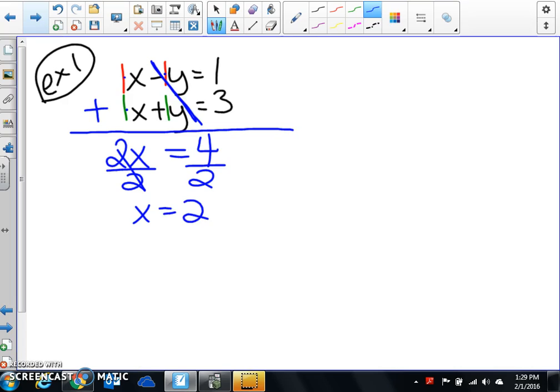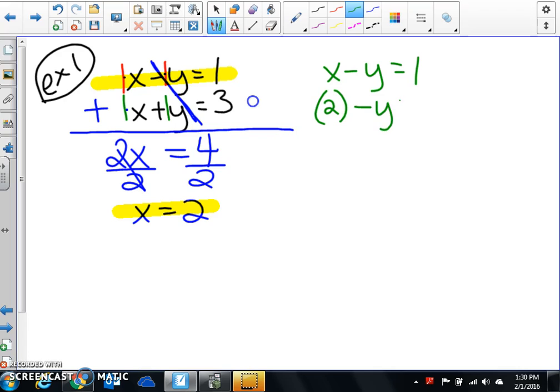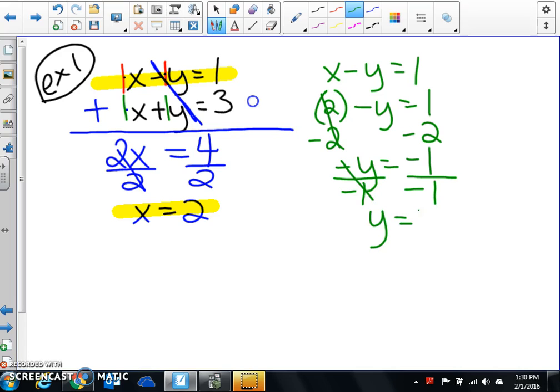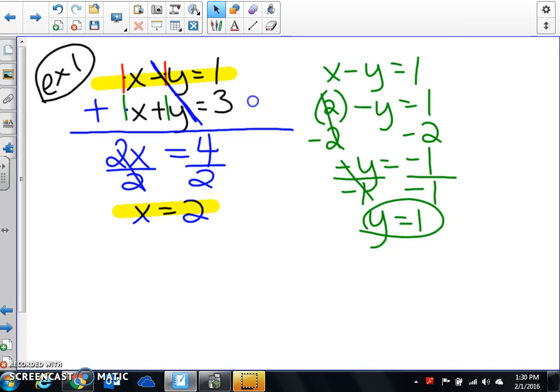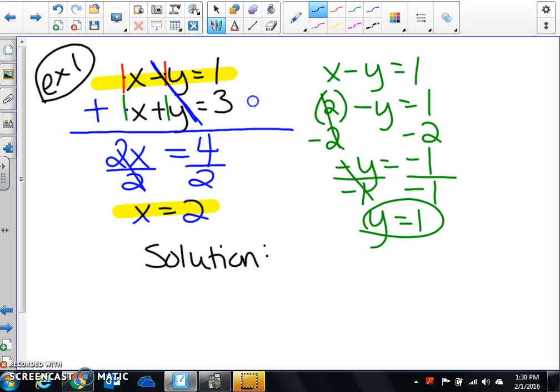Y'all know how I am. I always like to go back to the first equation. So I'm going to go to the side and rewrite it. X minus y equals 1. Supposedly my x is 2. So I subtract 2 on both sides. Negative y equals 1 minus 2, which is negative 1. And I divide both sides by negative 1, giving me y equals a positive 1. Remember, the solution is that ordered pair x, y. So 2, 1.